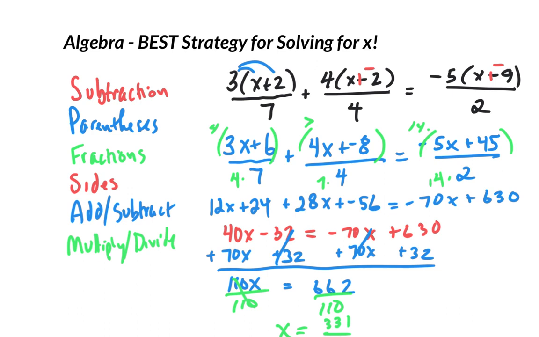But simplify the sides. Finally, add or subtract. So I brought the x's left. I brought the non-x's to the right. We get rid of them by doing the opposite. So it was a minus 32. I added 32. It was a minus 70x. I added 70x. And finally, we multiply or divide to get our final answer.